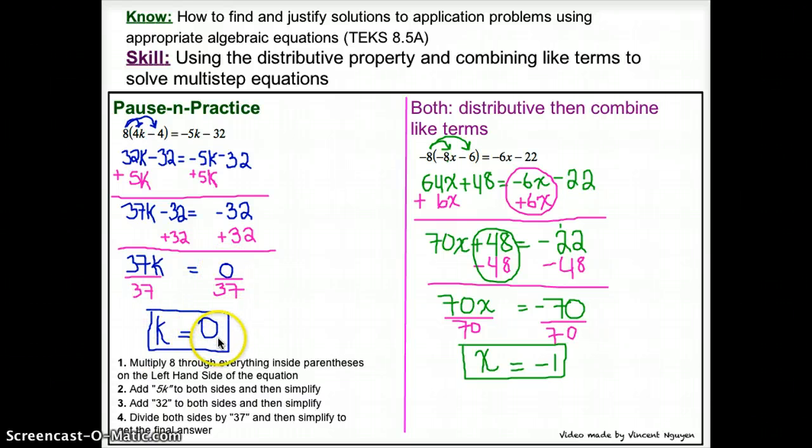Now, once you get this answer, since there were too many steps involved, you should always check your solution. So as a reminder, to check your solution, you take the 0 and you plug it back in for k, and the left-hand side of the equation should end up equal to the right-hand side of the equation.